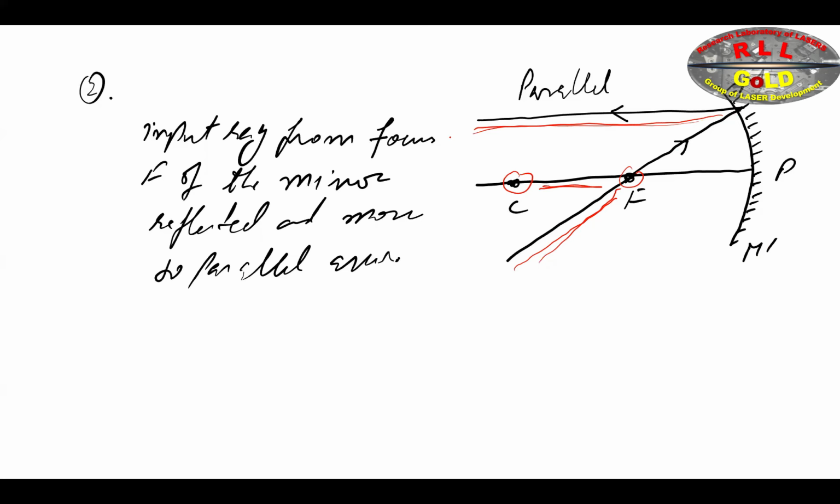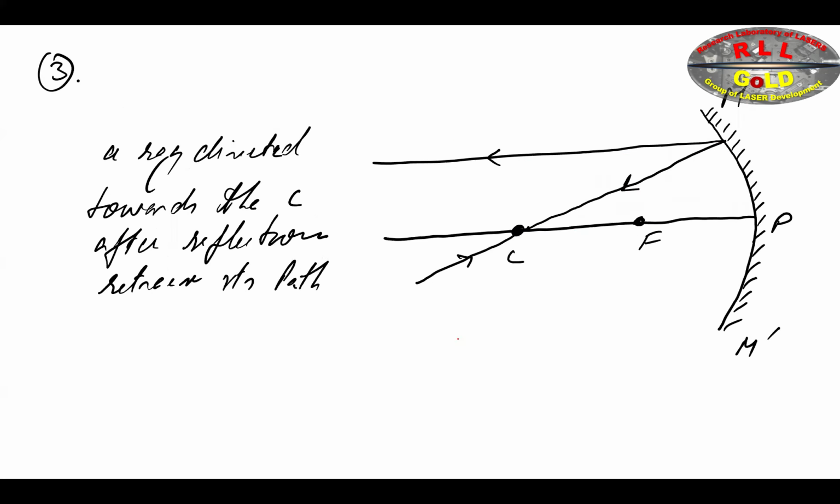Now we move to the third rule. What the third rule is saying: if the incident ray is passing through the C, definitely it will be reflected and retrace the same path. So the incident and the reflected one, the incident ray which is passing through C, retraces its path and will pass through the C. It's retracing its path. This is the third rule.